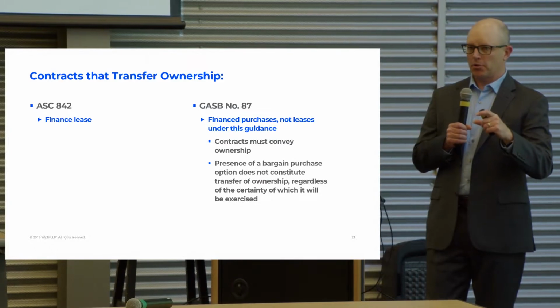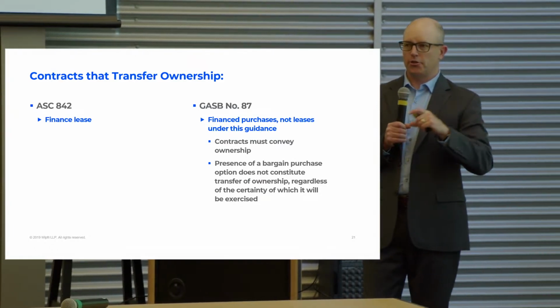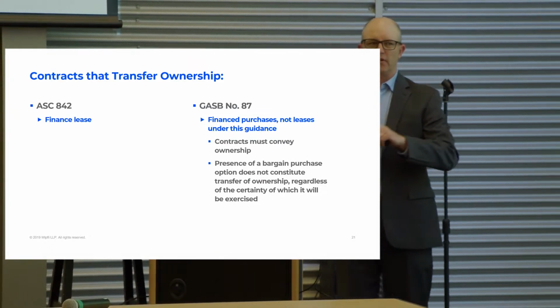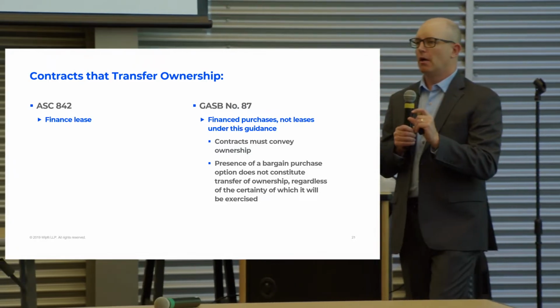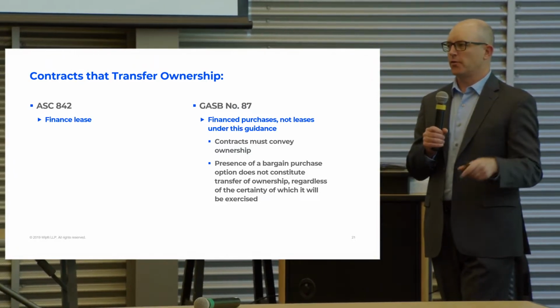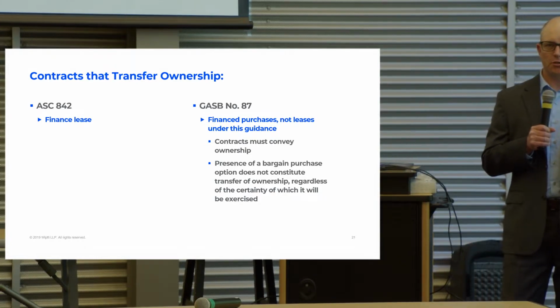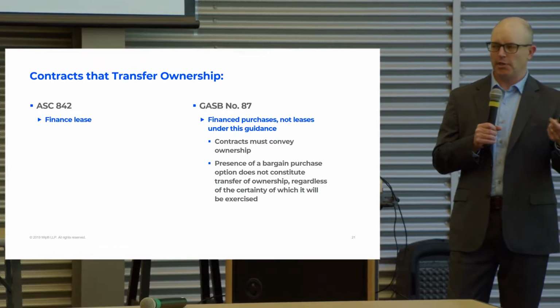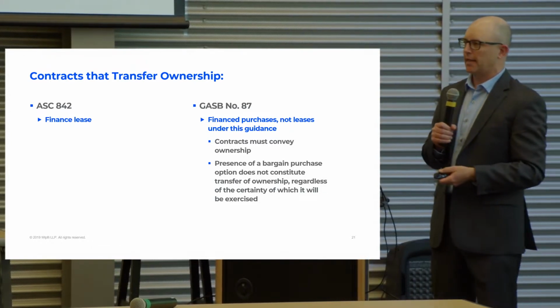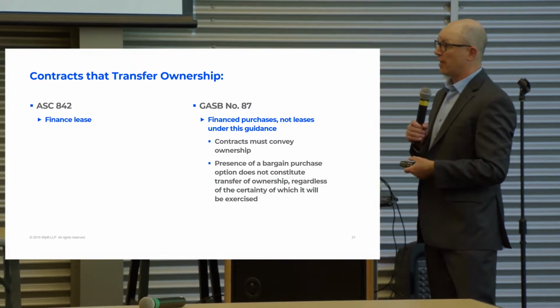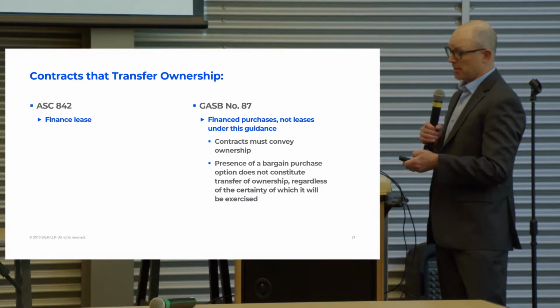If you have a bargain purchase option, that doesn't constitute transfer of ownership. Even if it's $1, even if it's 50 cents, even if it's a dime, it has to be a complete transfer of ownership. So bargain purchase option, lease. Non-bargain purchase option, the ownership transfers to you at the end of the lease, not a lease. GASB 88 territory. Unless you're a FASB reporter, then you're in finance lease territory.